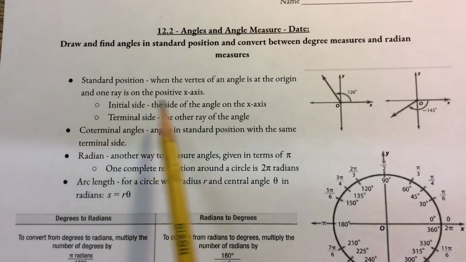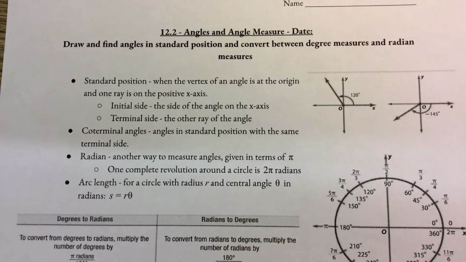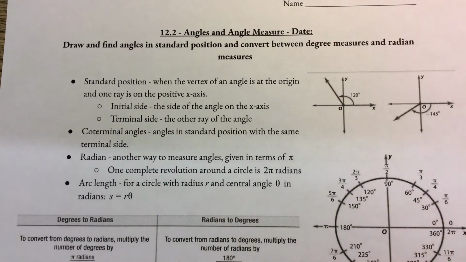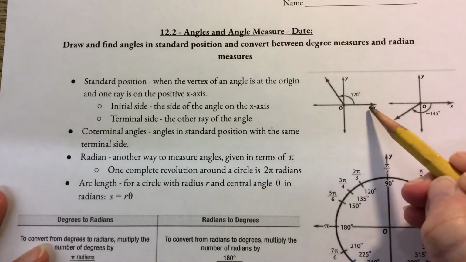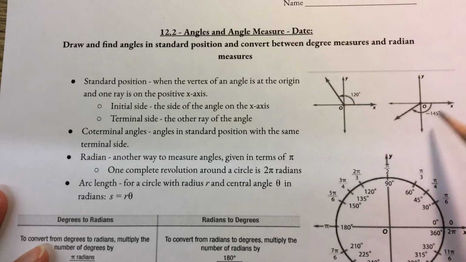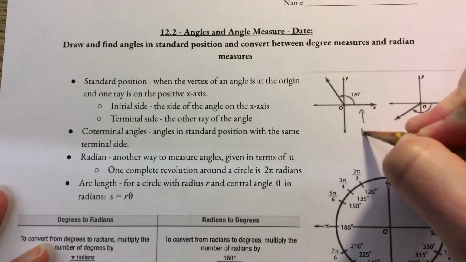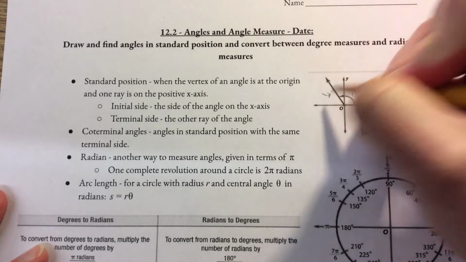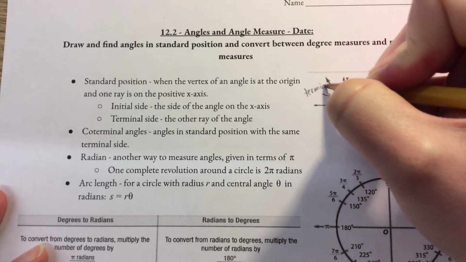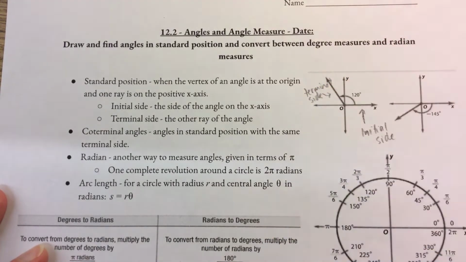So we have the standard position of an angle, which is when the vertex of the angle is at the origin and one ray is on the positive x-axis. So right here, this is showing the one ray on the positive x-axis and the other one over here. So these would be in standard position. This is called the initial side, and this is called the terminal side. Okay, so that describes those here.